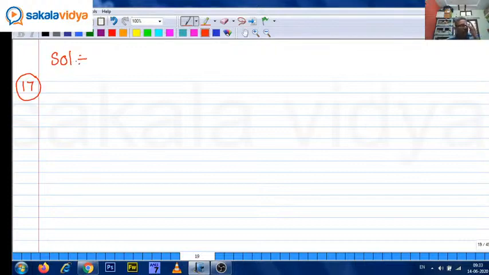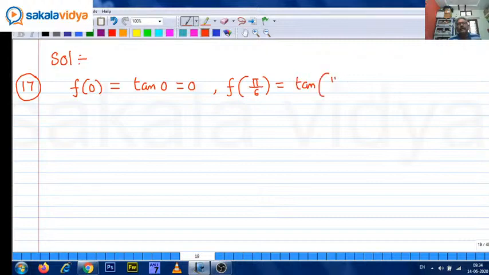Seventeenth solution. First, let us find out f of 0. See the question. F of 0 means the 0 belongs to the second one, tan of x by 2. So tan of 0, 0 you will be getting. Next, f of pi by 6 means pi by 6 is included in the second interval only. The tan of pi by 6 by 2, pi by 12. So this will be tan 15 degrees. We have the formula: tan 15 degrees equals 2 minus root 3. Tan 75 degrees is equal to 2 plus root 3. Tan 15 degrees is equal to 2 minus root 3.